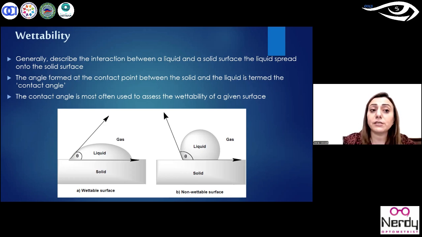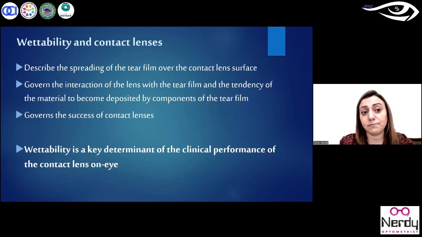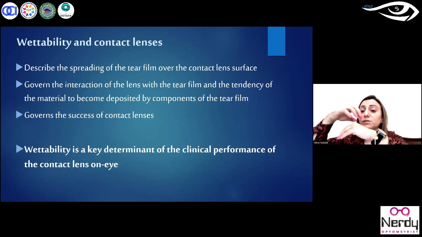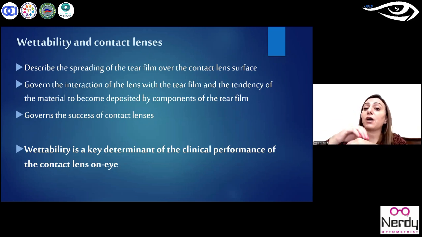If we apply this to contact lenses, it describes the spreading of the tear film over the contact lens surface. So as the water spreads over the flat surface in physics or chemistry, we describe it in contact lenses. It describes the spread of the tear film over the lens surface whilst on eye, of course. Now, the wettability governs the interaction of the lens with the tear film.